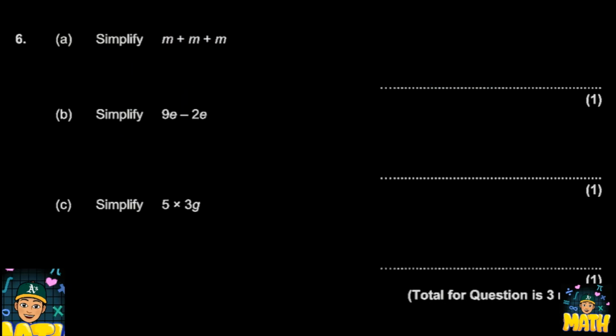In this question, we have m plus m plus m. Those are 3 m's added together, so the answer is 3m. 9e minus 2e. The e's are like terms, so we subtract the numbers. 9 minus 2 to get 7e. 5 times 3g. We multiply the numbers 5 times 3 to get 15. So our answer will be 15g.